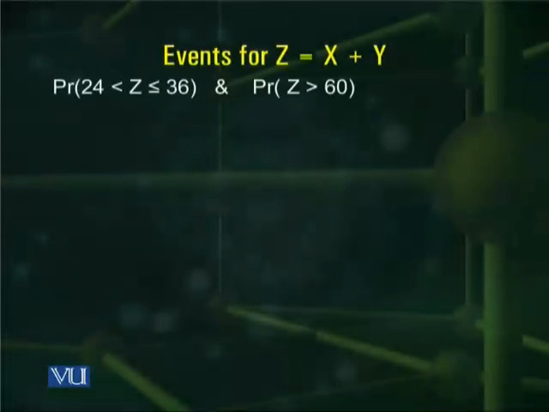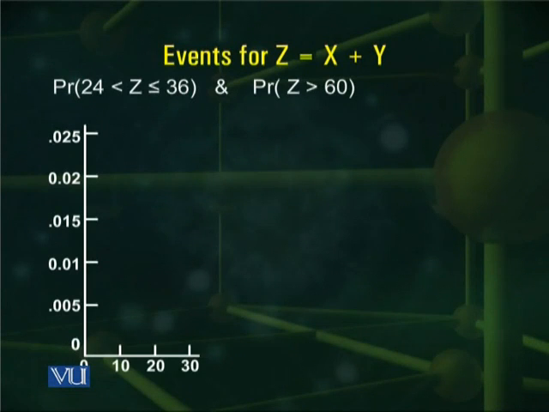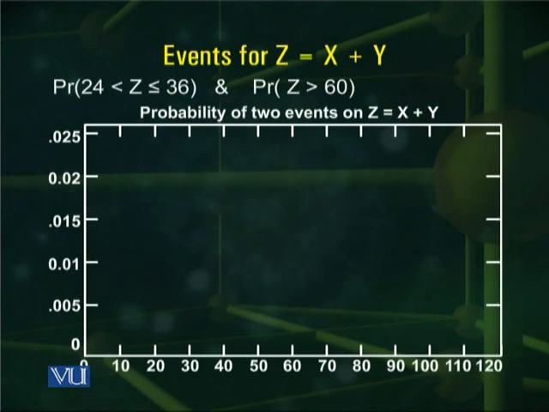You can use this PDF to answer interesting questions regarding the total service time of the two televisions that you are working with. For example, we can ask: what is the probability that total service time will be between 2 and 3 years, between 24 and 36 months, or what is the probability that total service time will be more than 60 months or 5 years. Probabilities of these two events will be determined by taking the area under this curve using appropriate limits.